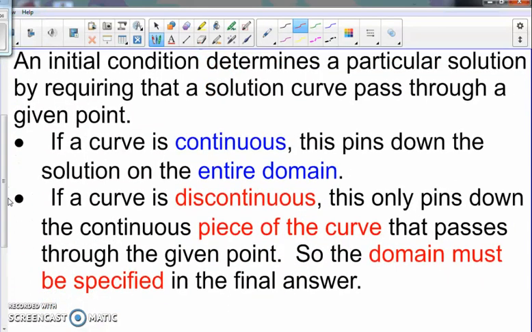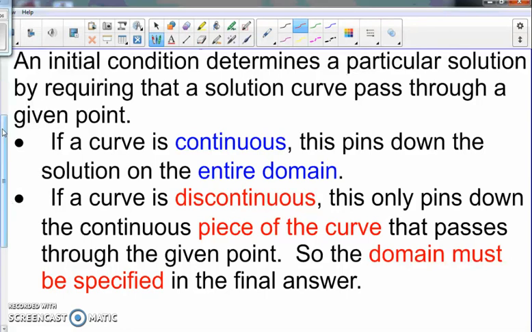An initial condition determines a particular solution by requiring that your solution curve, or your solution function, passes through that given point. If a curve is continuous, then your initial condition pins down your solution for the entire domain. If your curve is discontinuous, then it's only going to pin down the continuous pieces of the curve that pass through that given point. So the domain has to be specified in the final answer.